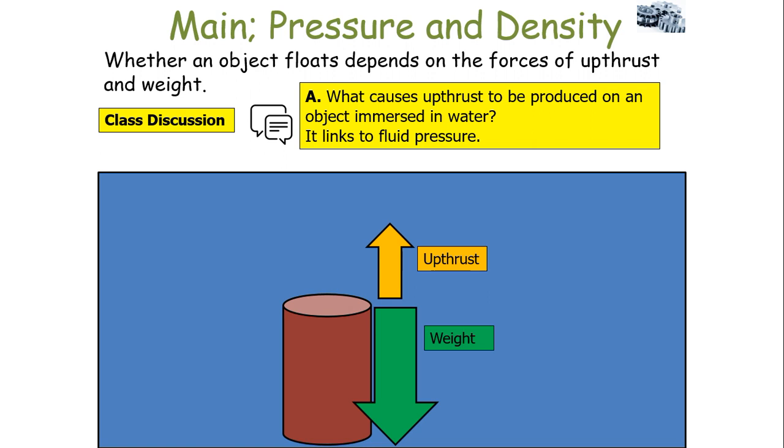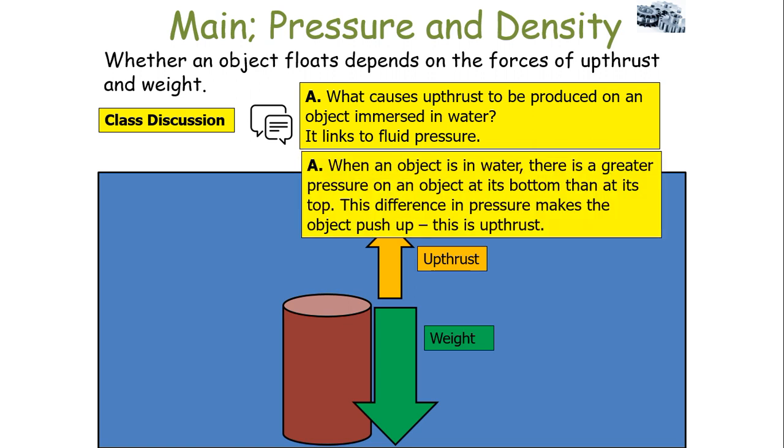Now, what causes upthrust to be produced on an object immersed in water? Well, it all links to fluid pressure, because when an object is in water, there's a greater pressure on the object at its bottom than at its top. There's a difference in pressure between the top of the object and the bottom of the object. What do you get when you've got a difference in pressure? You get a resultant force, and that is upthrust.